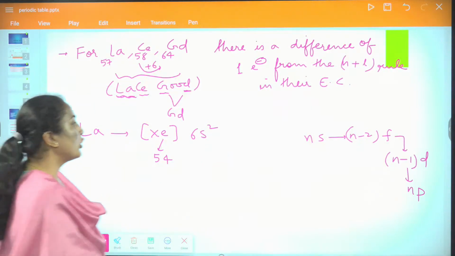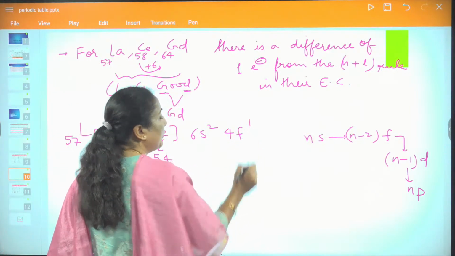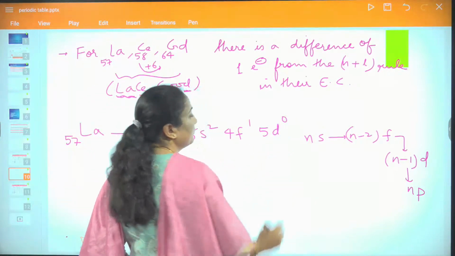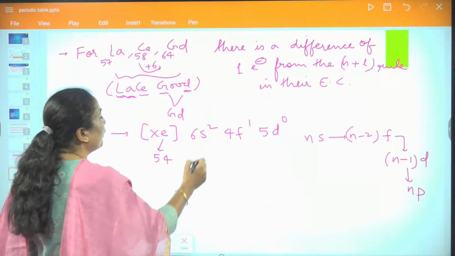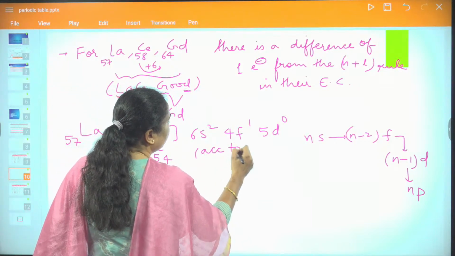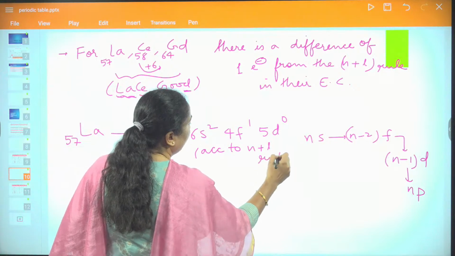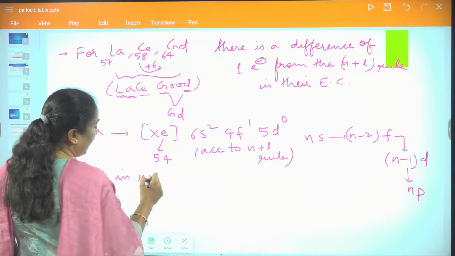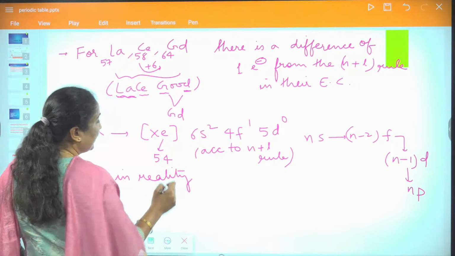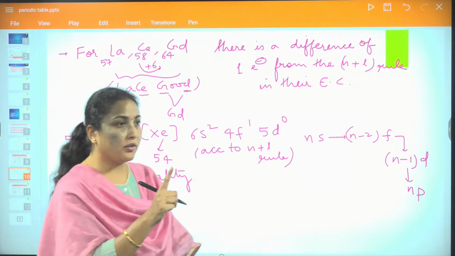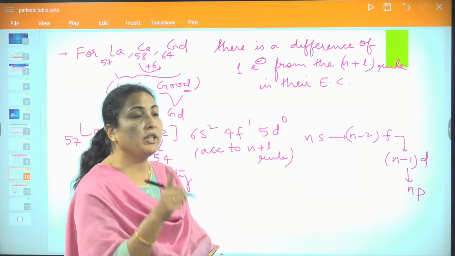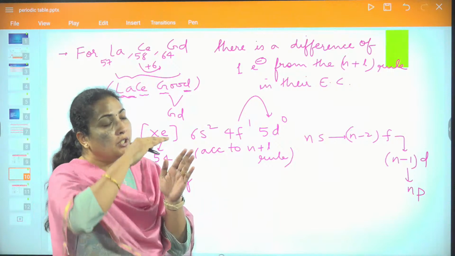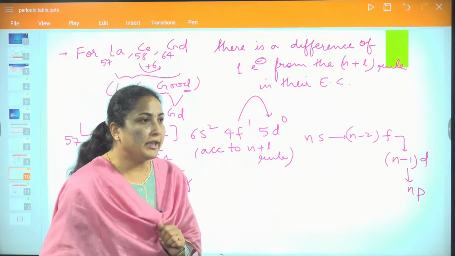After that, where should the electron move? Into 4F, how many? 1 electron. And I'm writing here 5D0, right? This configuration which you are writing is according to the N plus L rule. But in reality, it is observed that there is a difference of 1 electron from the N plus L rule in their electronic configuration. That means this time you have to shift 1 electron from F to D.